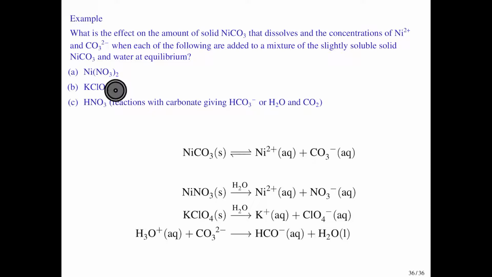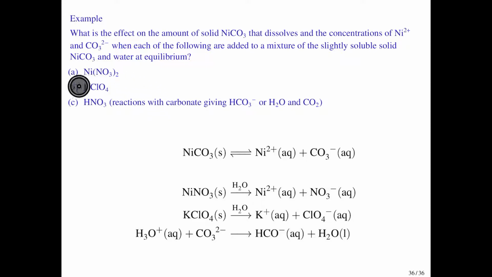What about if you added a potassium perchlorate? Well, you're going to be forming potassium ions and perchlorate ions in solution. Neither of these ions have anything in common with the products over here, and therefore there won't be any effect on the equilibrium. So part B would not affect the equilibrium at all.